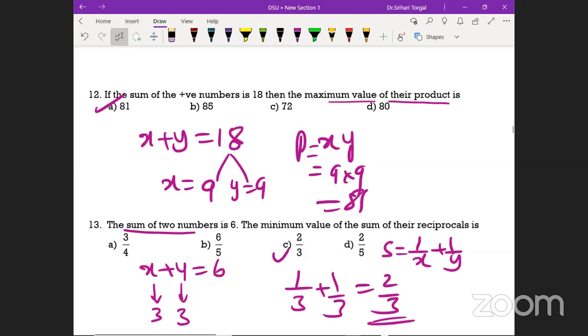Yes, Shambhavi, why cannot the answer be option C? No, because you are taking the maximum product here. For 72, I think you have to take the different two values for this. You can check it out once.